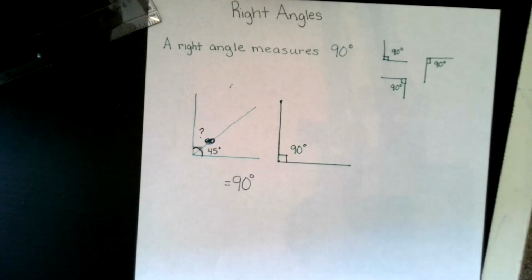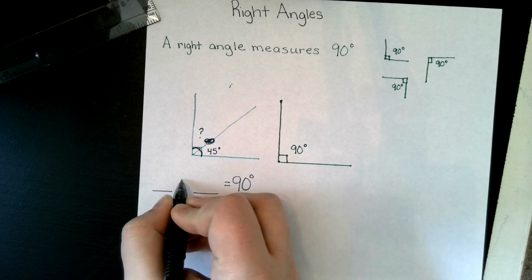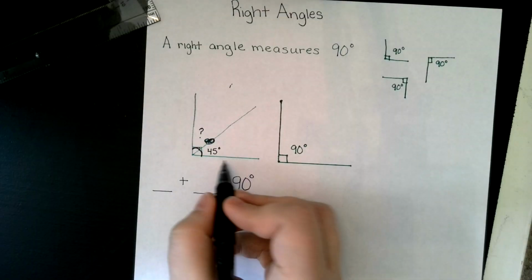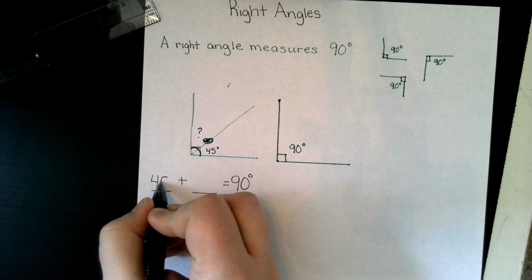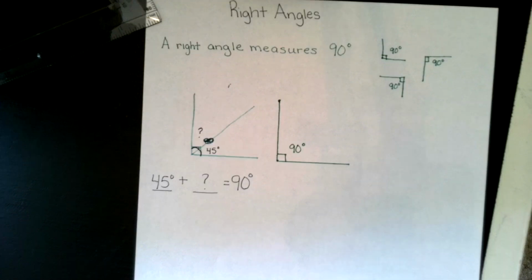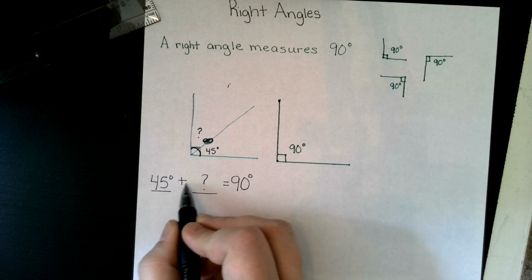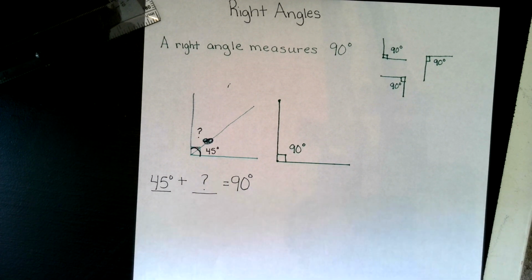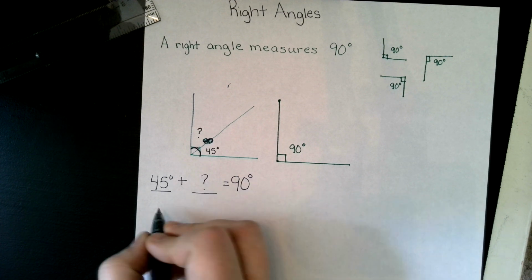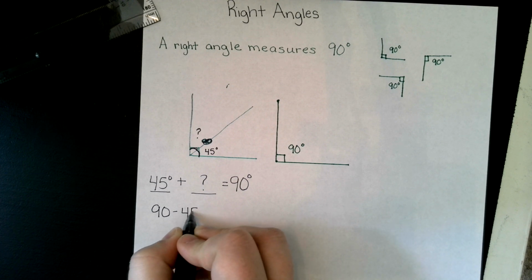When I split it, I now have 2 angles, right? One of them is 45 degrees. What is the measurement of the other angle? Okay, just like any other unknown problem, we are going to figure out 45 plus what equals 90. And the easiest way to do this is 90 take away 45. I can do that vertically.